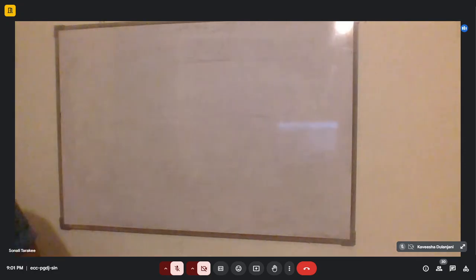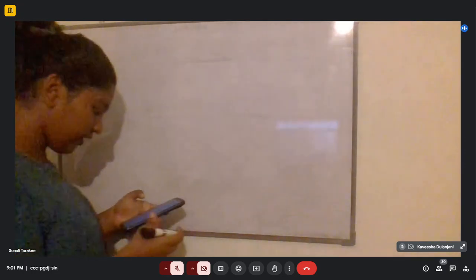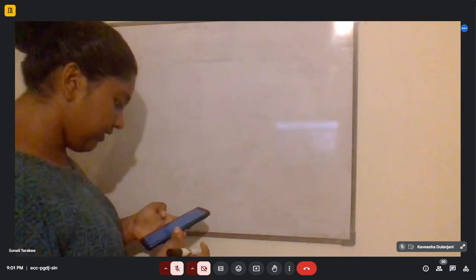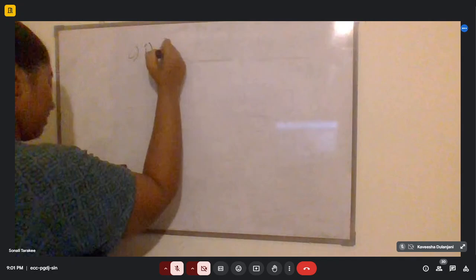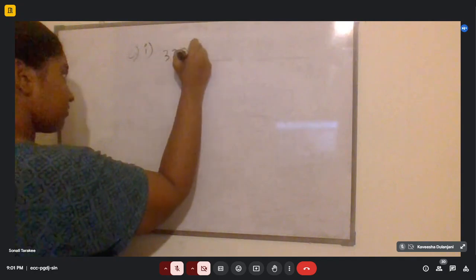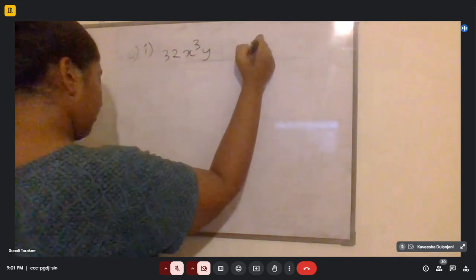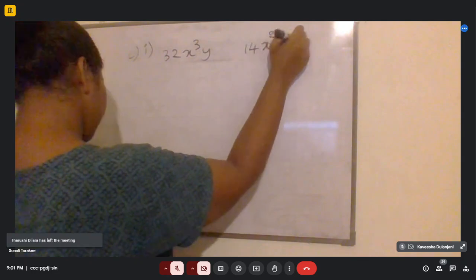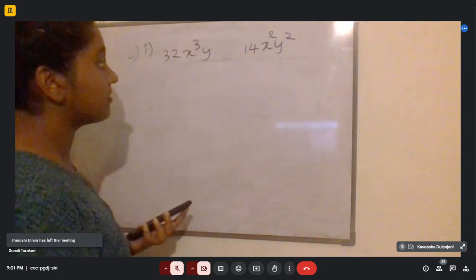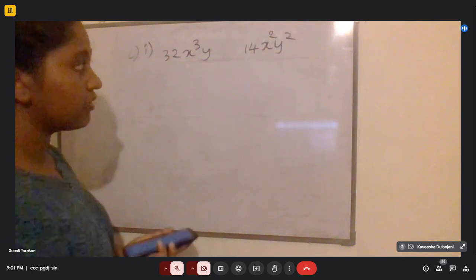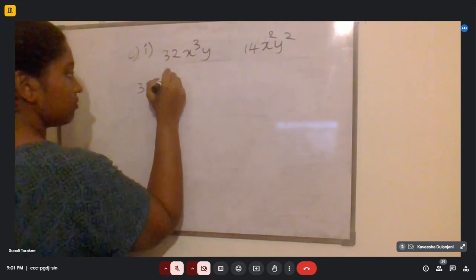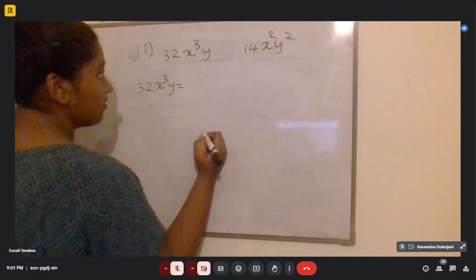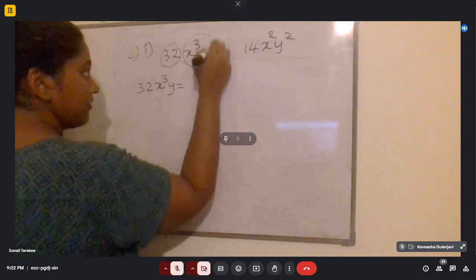Okay, the next question is the C part. Answer the following questions. Find the HCF of 32x cubed y and 14x squared y squared using the listing factor method. So listing factor method means you have to list all the factors of these. So I'll take 32x cubed y. First of all, I'll take the numbers and then the variables.